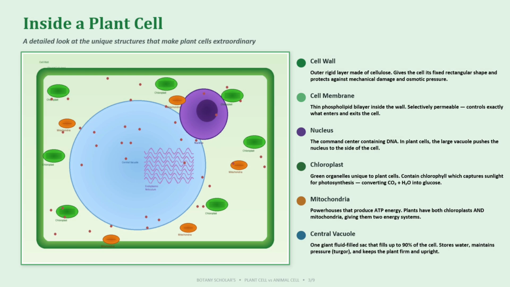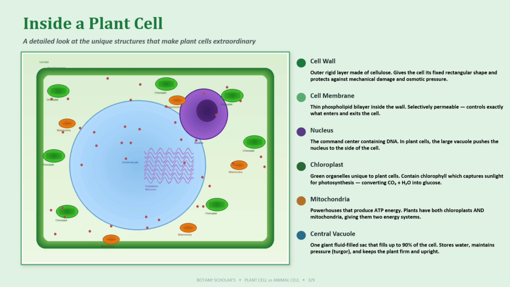Let's zoom inside a plant cell first. Surrounding everything is the cell wall, a rigid layer made of cellulose that gives the cell its boxy, rectangular shape and protects it from damage. Just inside that is the cell membrane, which controls what goes in and out. The nucleus is the command center, but notice it's pushed off to one side. Why? Because of the central vacuole, a massive fluid-filled sac that can take up 90% of the cell, storing water and keeping the plant firm and upright.